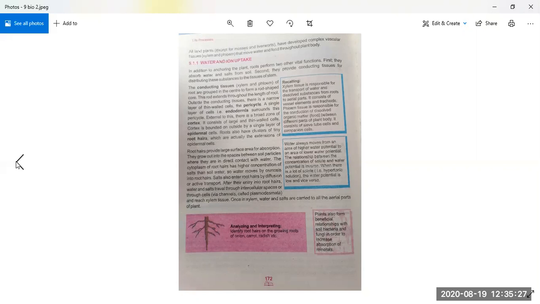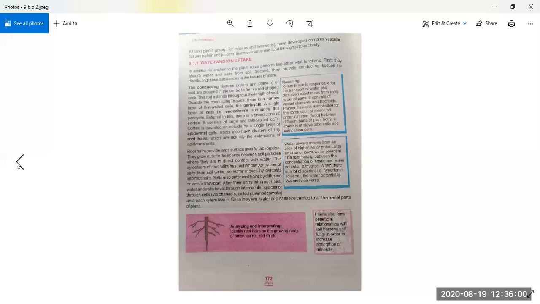The second important thing is the pericycle. Pericycle is a thin walled layer of cells which covers the conducting tissues. After that, there is a single layer of cells, the endodermis, which surrounds the pericycle layer. Extending beyond this, there is a broad zone called the cortex, which consists of large and thin walled cells.